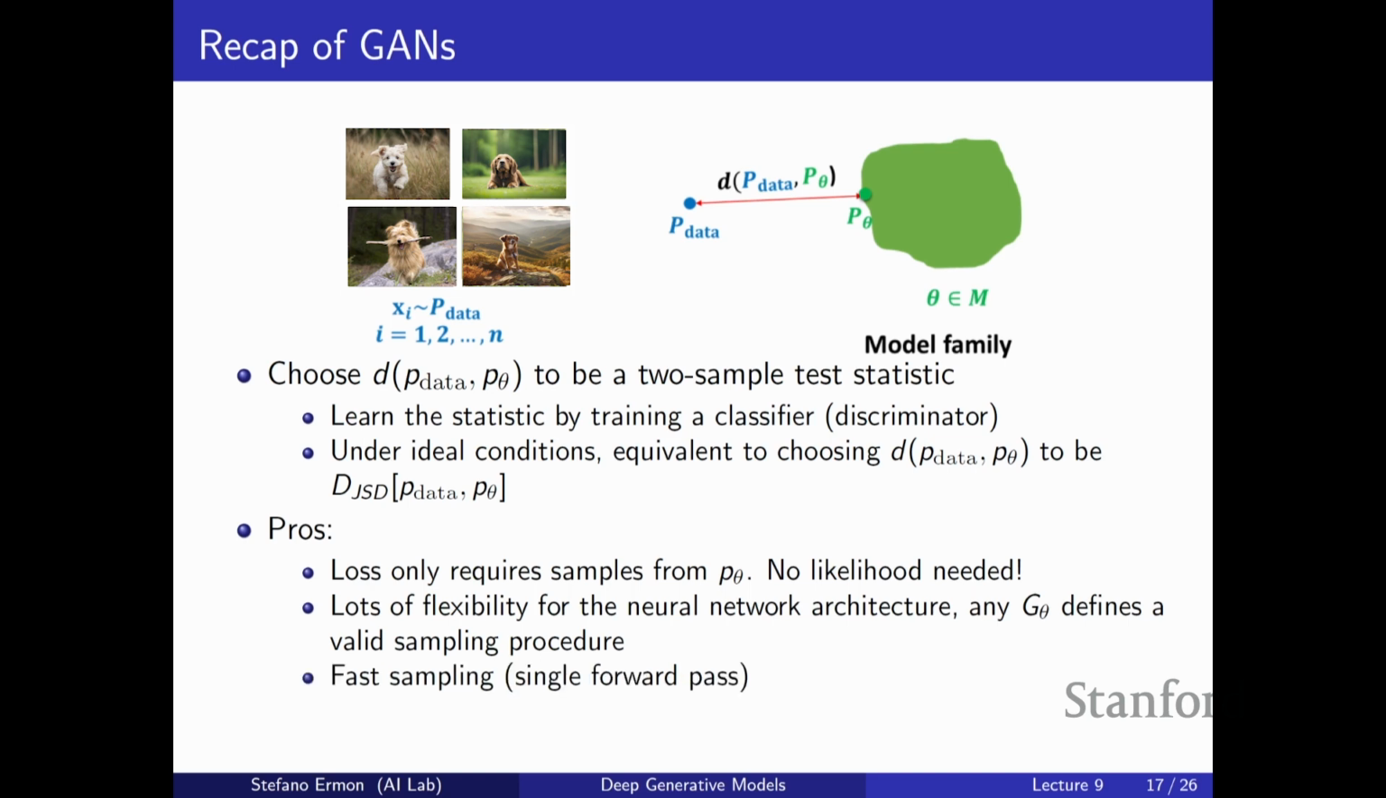And it's fast sampling because you can generate a sample in a single pass through the generator. So it's not like autoregressive models, one variable at a time. Everything is generated in a single pass.